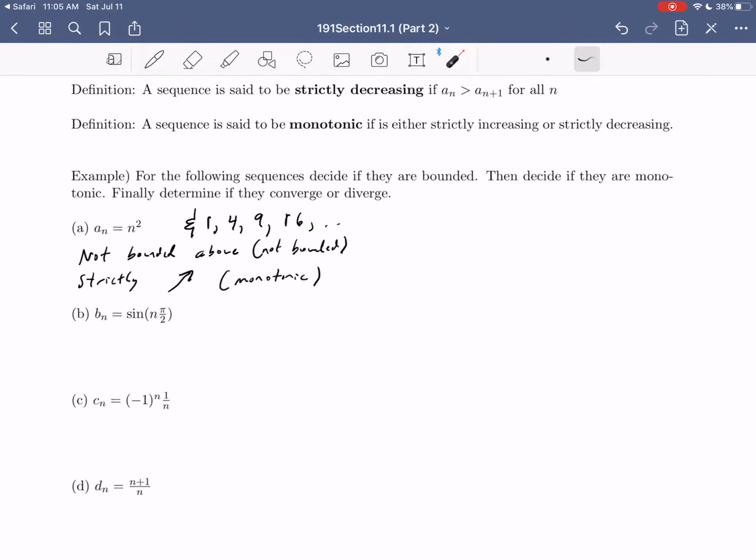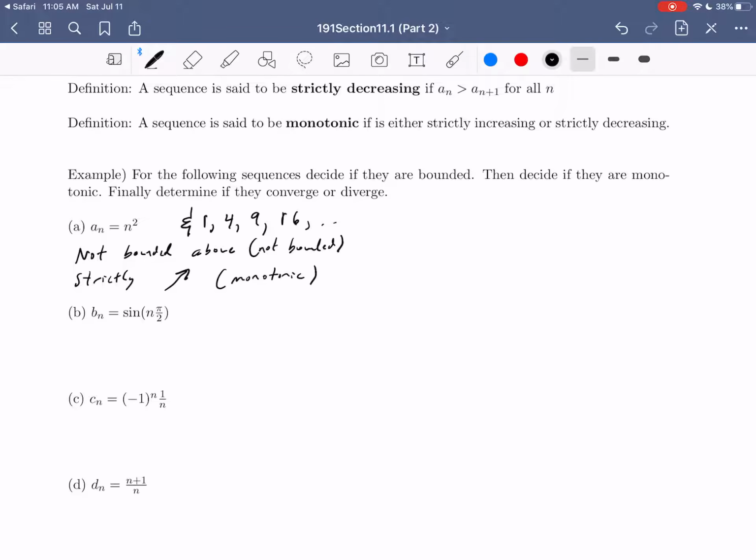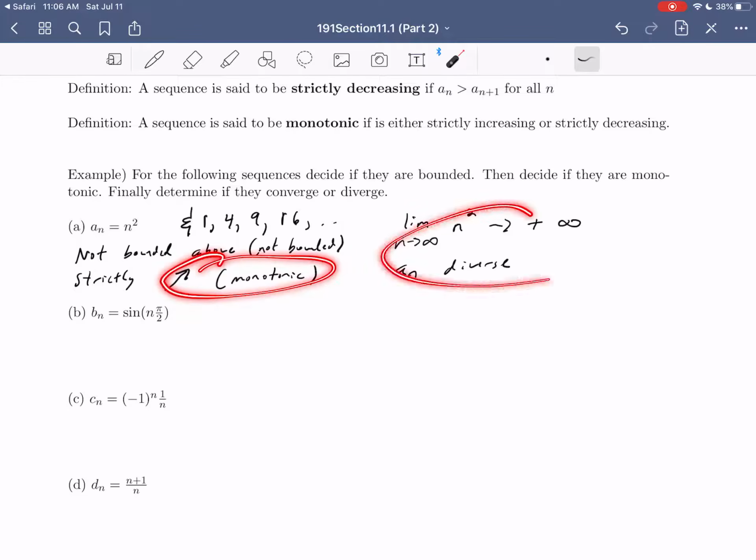Can we figure out the limit of this? Well, that should be very easy. The limit as n goes to infinity of n squared is going to approach positive infinity, so a sub n would diverge here. And that should make sense. If you have something that's not bounded above, meaning that there's no cap, and it just keeps growing, then of course it's going to diverge to positive infinity.